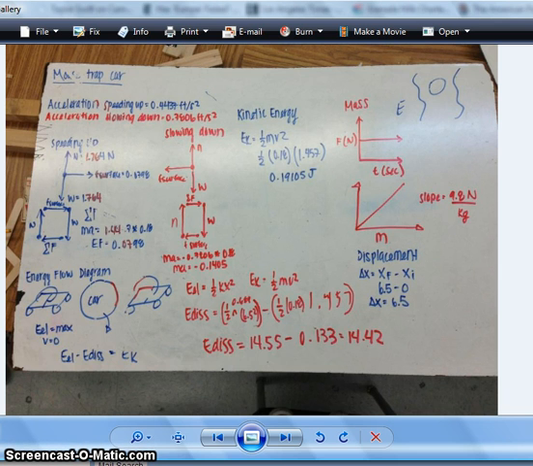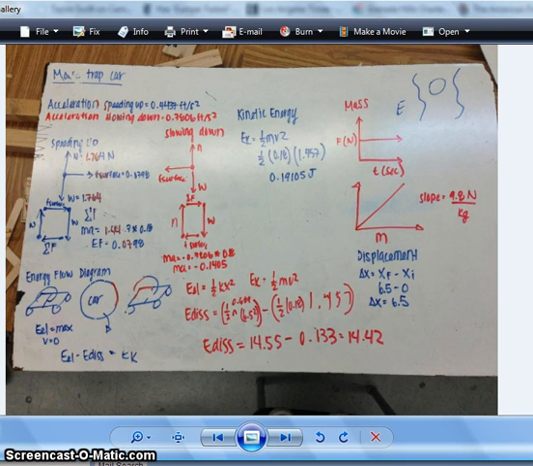For kinetic energy, the formula is EK equals 1 half mv squared. Our mass is 0.18, and our velocity squared is 1.457. You get that by squaring your acceleration speeding up. So your kinetic energy will be 0.19105 joules.